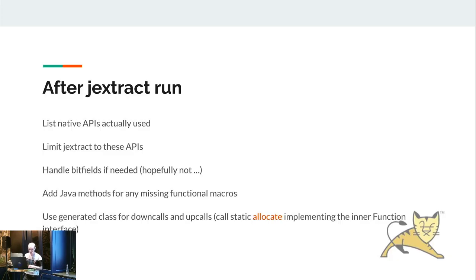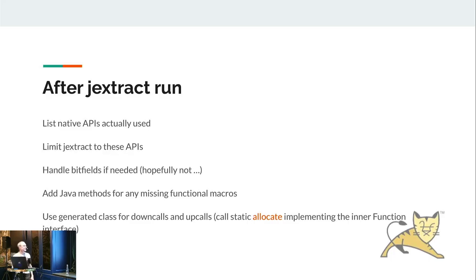So you need to add the Java methods for any missing functional macros you want to use. So basically you have to code the equivalent. I don't think JExtract will ever have the ability to convert functional macros, unfortunately.